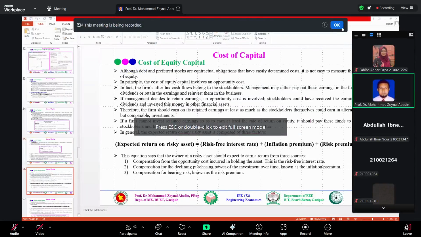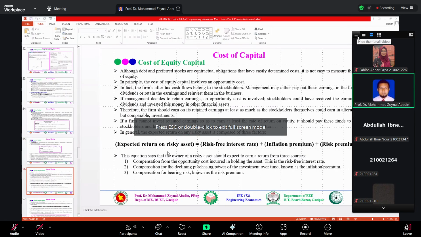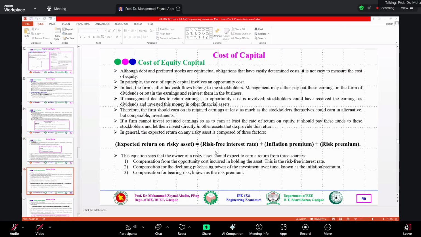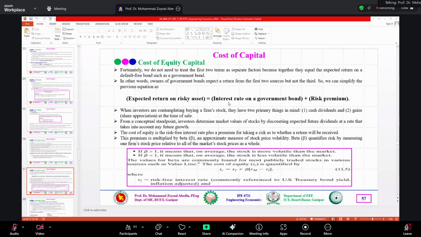Then we talked about the expected return on a risk-free asset, equal to the risk-free interest rate plus inflation premium plus risk premium. Sometimes these two terms will be used as one term: risk-free interest rate plus inflation premium. This one will be the interest rate on a government bond. So the interest rate on a government bond, sometimes it will be here. This is the cost of equity capital.